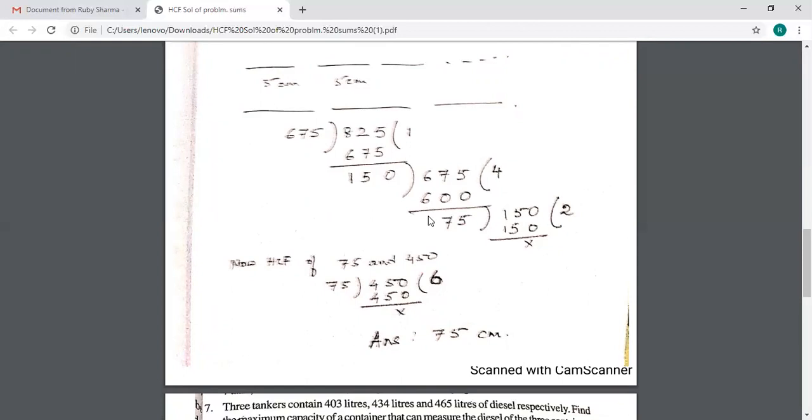And there's one more number left, the height 450. So now you find the HCF of 75 and 450. And it's exactly divisible. So 75 is the HCF. So if you observe, 75 centimeter will be the longest tape which will measure length, breadth and height an equal number of times.